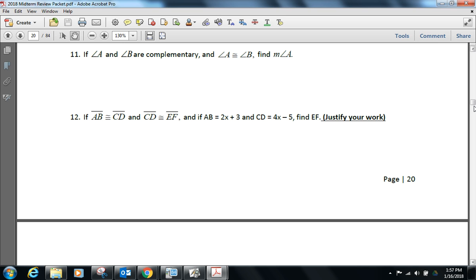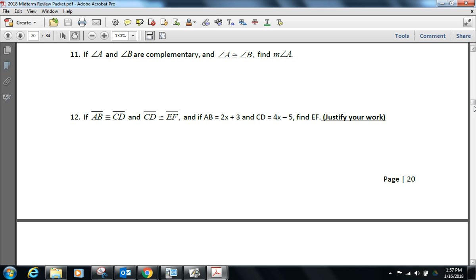Bella? My question kind of goes along with that. If you're saying something's complementary, can you say complementary angles form right angles? As long as previously in the proof you stated you have right angles, that's a fine reason.